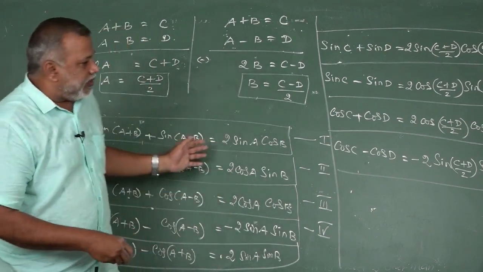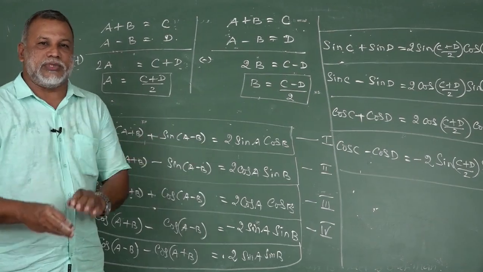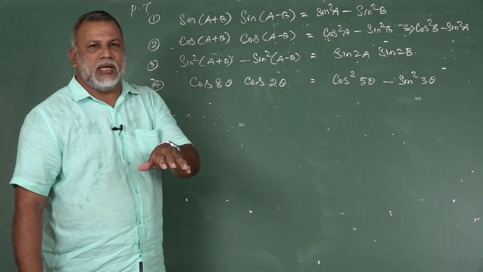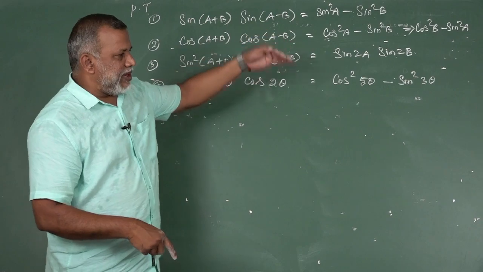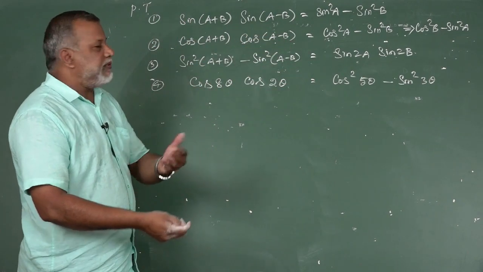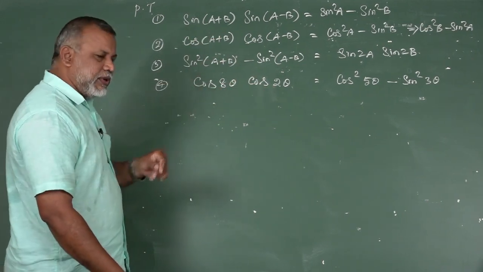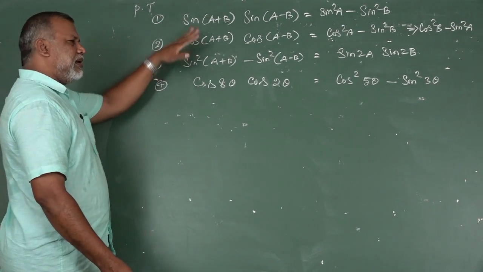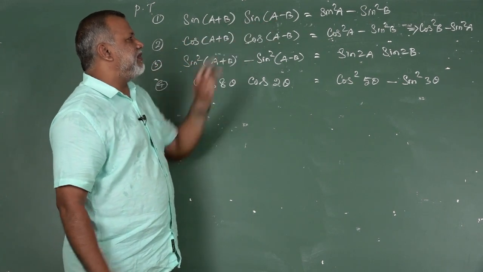Listen carefully. Now we are going to work out how we use these formulas in problems. Listen students, so far we discussed many formulas, how to derive them, and how to convert them. Now, based on the same formulas, we have some problems in your exercise 3.4. You can refer to your book. Prove that, we have 4 subdivisions, all related. Sin of A plus B multiplied with sin of A minus B.